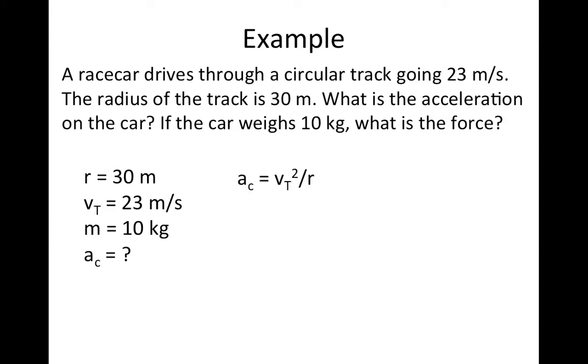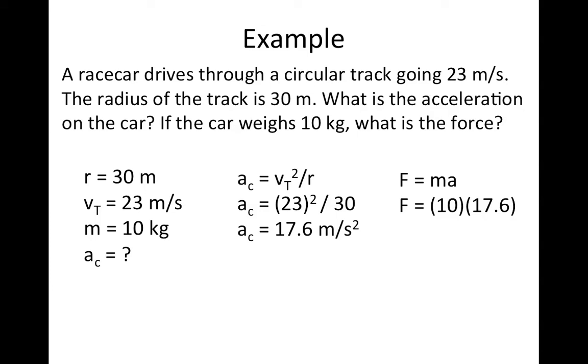So centripetal acceleration is the velocity squared divided by the radius of the circle that he is traveling in. So that's 23 squared divided by 30, which gives us a centripetal acceleration of 17.6 meters per second squared. So now if we want to know the force acting on that car, we now know the acceleration, so we can easily calculate force. Mass is 10 kilograms, acceleration is 17.6, which means the force acting on the car by the road and the tires contacting the road would be 176 newtons.